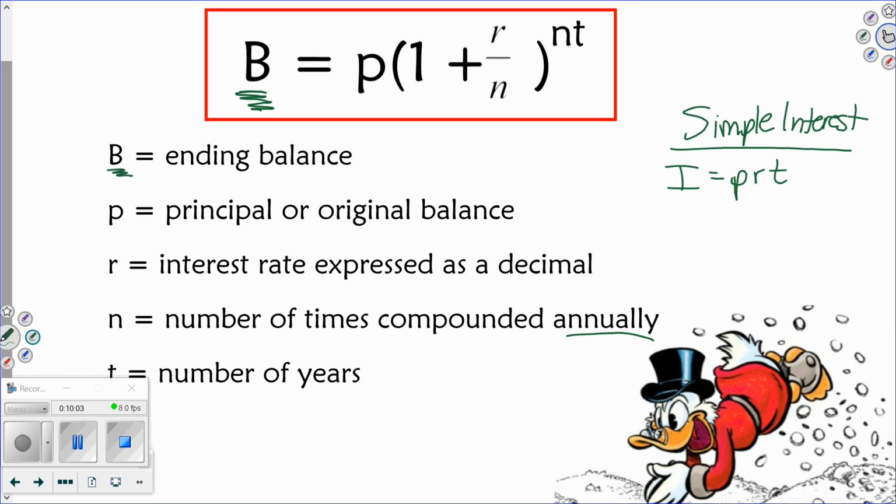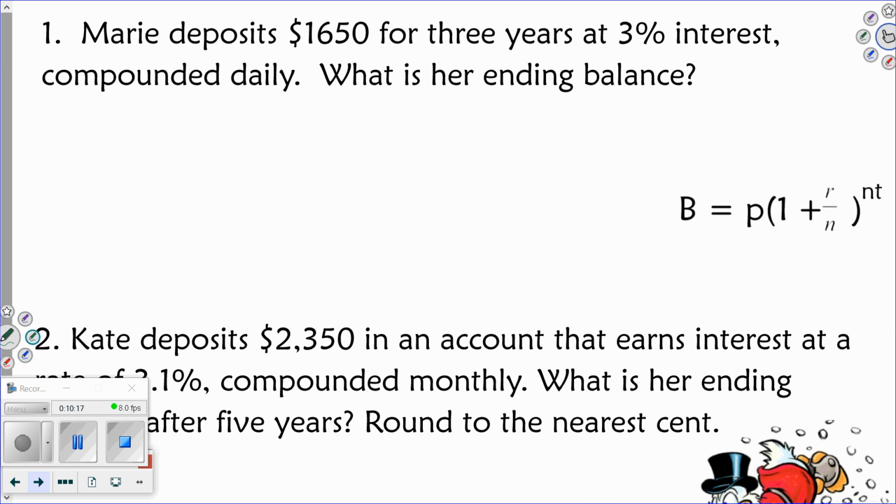All right, and then T is number of years, just like the simple interest formula. The only thing different is we have an N, number of times compounded per year, and this one solves for the ending balance as opposed to the interest. Number 1: Marie deposits $1,650 for 3 years at 3% interest compounded daily. What is her ending balance? So we want to solve for the ending balance.